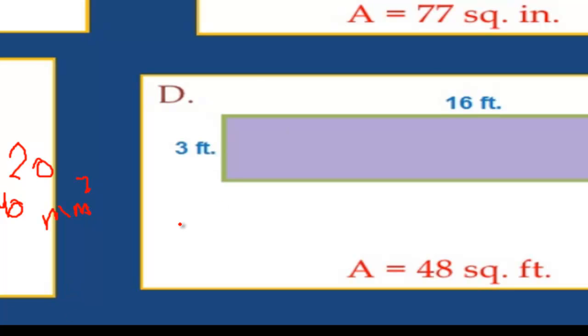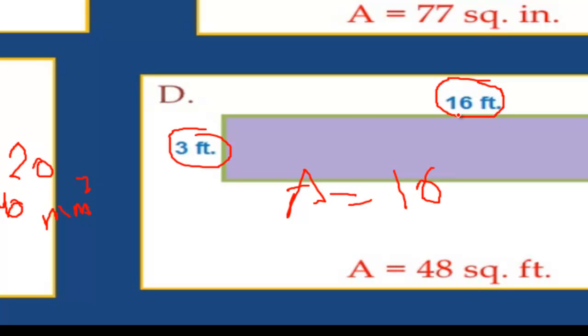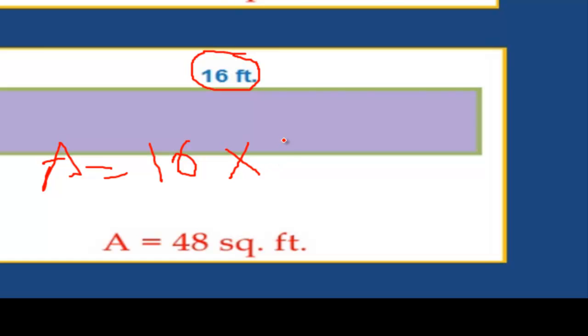Okay, so the last example we have here is the length equal to 16 feet and the width equal to 3. So the area will equal 16, the length, multiplied by the width. So 16 multiplied by 3 is going to equal 48 square feet.